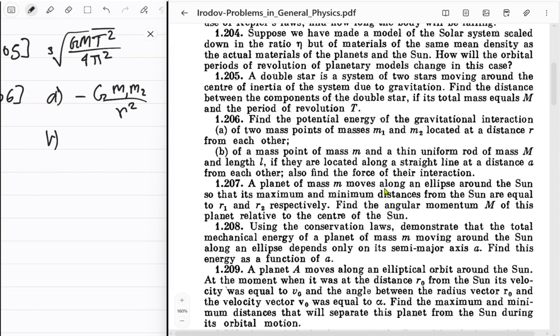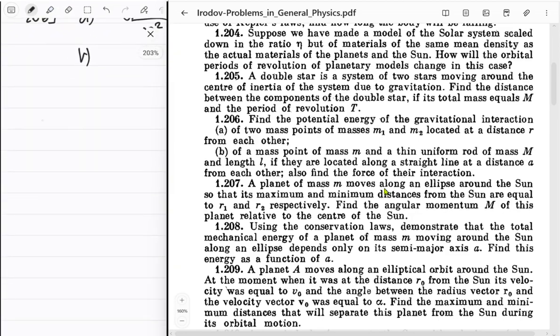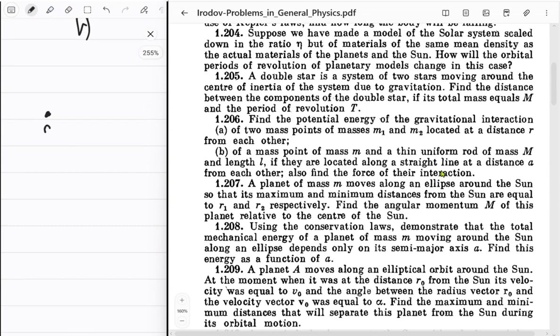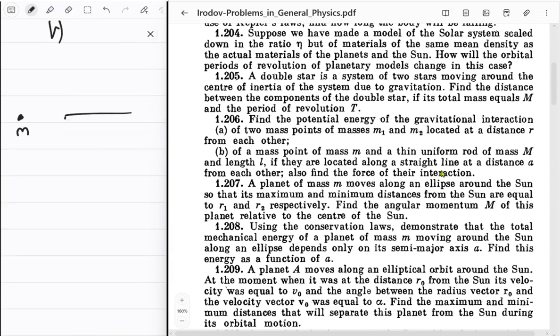Okay, just do this thing. So you got this point, and we want the potential energy of the actual interaction, just the interaction energy, not the self energy of this rod. If you actually had to assemble the whole rod by bringing in points from infinity, you would also have the self energy of the rod. You don't have that. So just the point mass of small m, this rod of capital M, length L, and they are at distance a from each other.